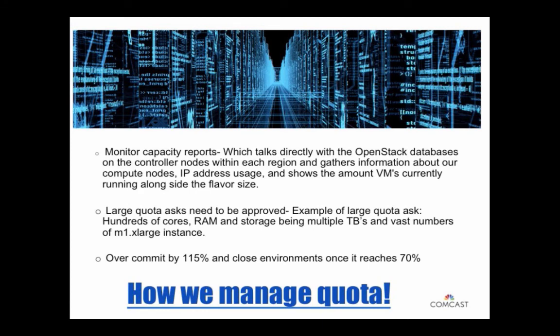How we manage Quota. We manage Quota by monitoring the capacity report. The capacity report talks directly with the databases on each controller within each region. It gathers information about IP address usage, quota information, and VMs currently running alongside their flavor size. All large quota asks need to be approved. An example of a large quota ask is hundreds of cores, RAM and storage being multiple terabytes, and vast numbers of extra large instances. We overcommit each environment by 115%, and once an environment reaches 70%, we close out that environment.